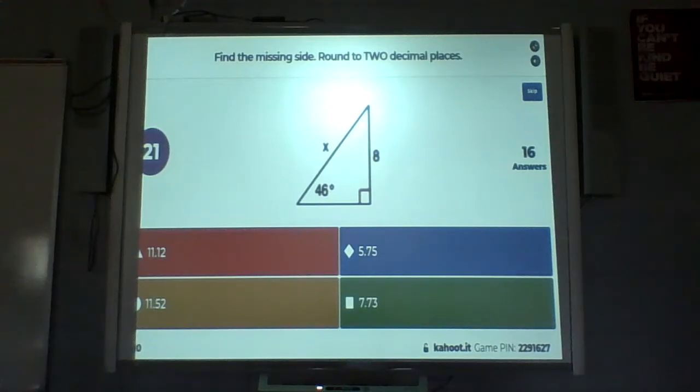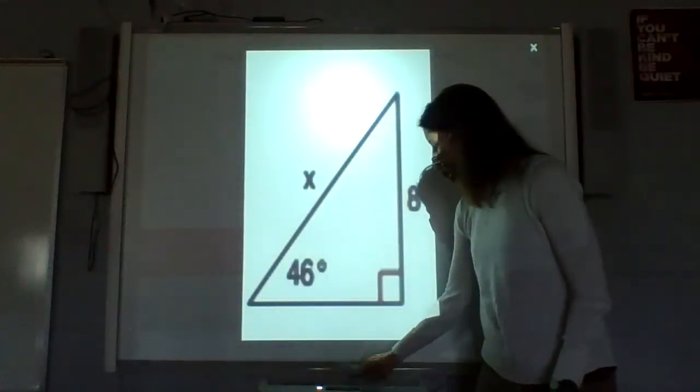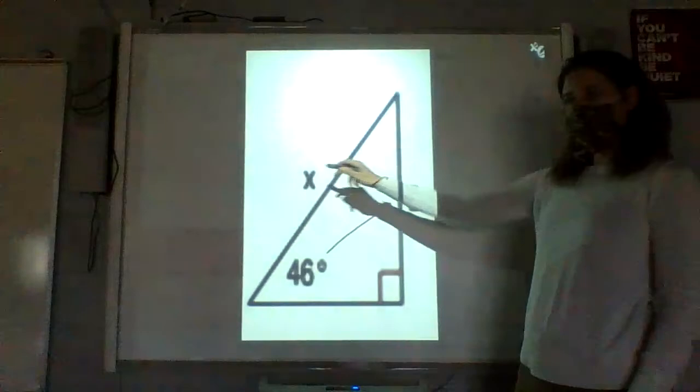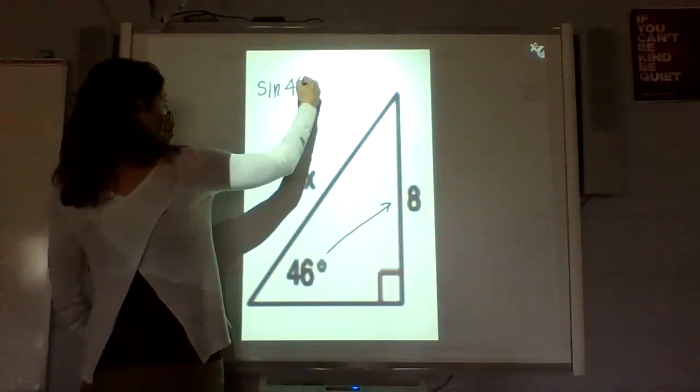You guys, that was pretty good. So, on this one, this is the opposite over the hypotenuse. So hopefully you use sine. If you didn't use sine, you would have gotten it wrong.